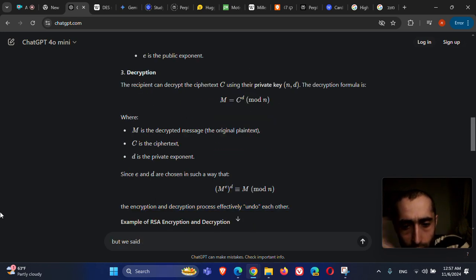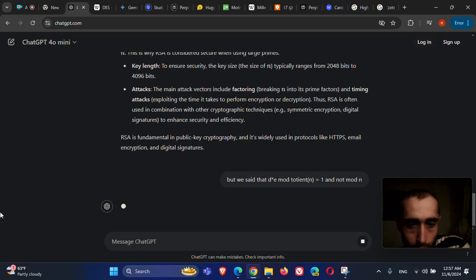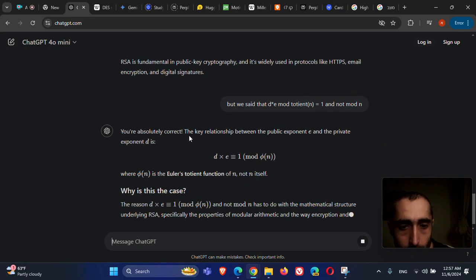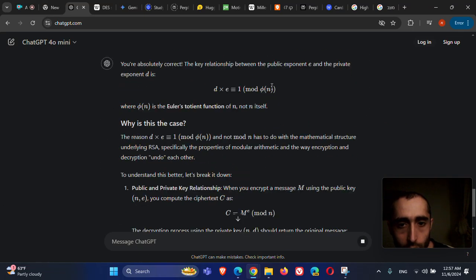But I don't remember why it is totient of n and not n. We said that d times e mod totient of n is 1, and not mod n. The key relationship between the public exponent e and the private exponent d is modulo the totient of n, and not n itself. The reason has to do with the mathematical structure underlying RSA, especially the properties of modular arithmetic and the way encryption and decryption undo each other.